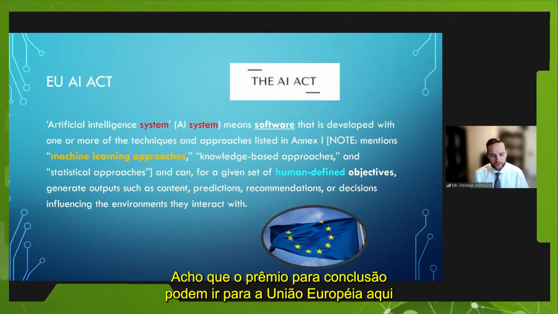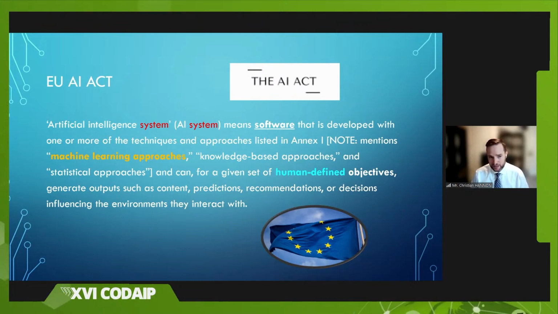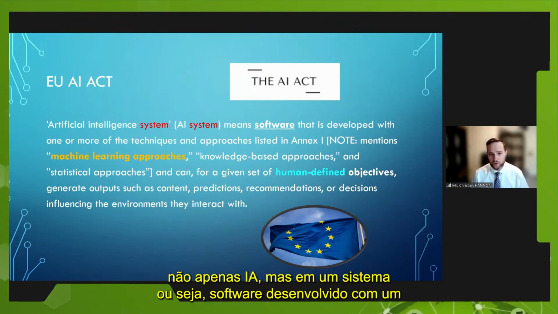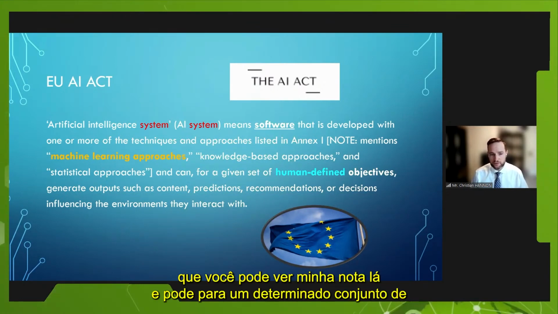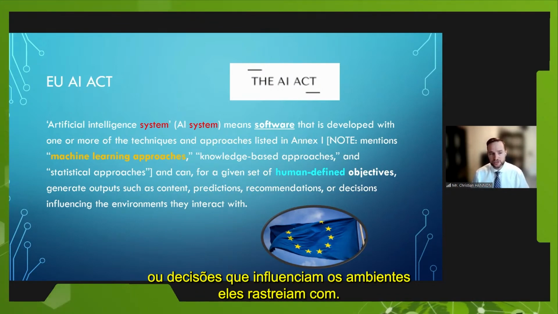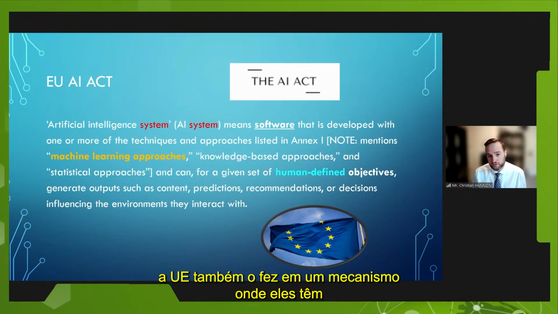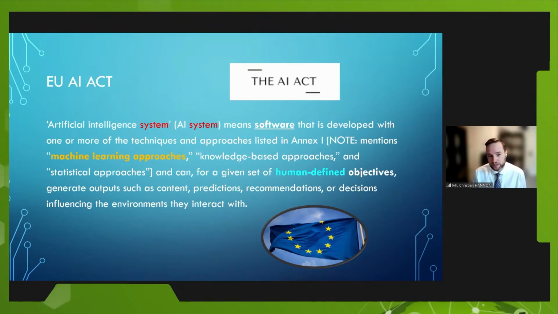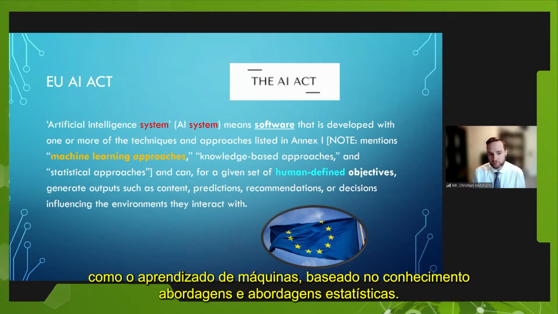Now, I think the award for concision may go to the European Union here, because in their AI Act, what they've done again is defined not just AI, but an AI system, meaning software developed with one or more of the techniques and approaches listed in an annex, which you can see my note there, and can, for a given set of human-defined objectives, generate outputs such as content, predictions, recommendations, or decisions influencing the environments they interact with. And so again, going back to the comment about the OECD's attempt, I think, to future-proof the definition, the EU also did this in a mechanism whereby they have specific AI approaches, if we can call them that, in an annex, where they specifically list out things like machine learning, knowledge-based approaches, and statistical approaches.